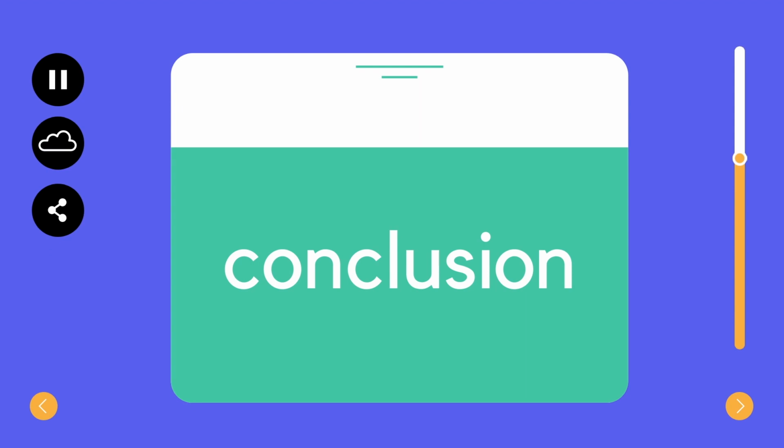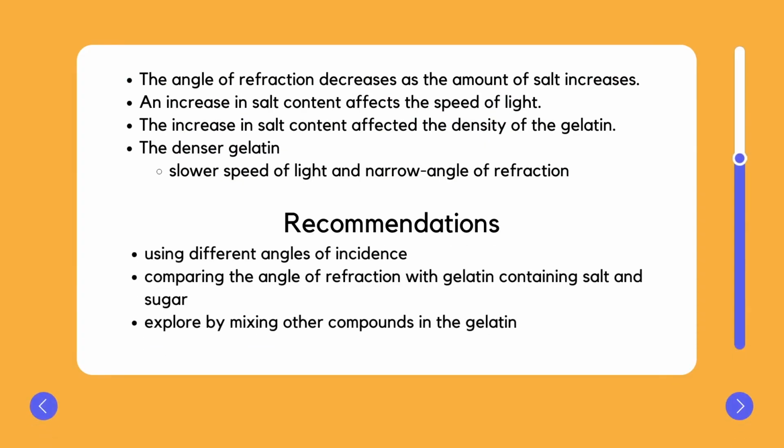So now for our conclusions. We can conclude that the angle of refraction decreases as the amount of salt increases. An increase in salt content affects the speed of light and also affects the density of the gelatin. The denser gelatin, which are the setups with salt content, had a slower speed of light and had a narrow angle of refraction. And the less dense gelatin setup, which is the plain gelatin setup, had an increase of speed of light and had the least amount of refraction.